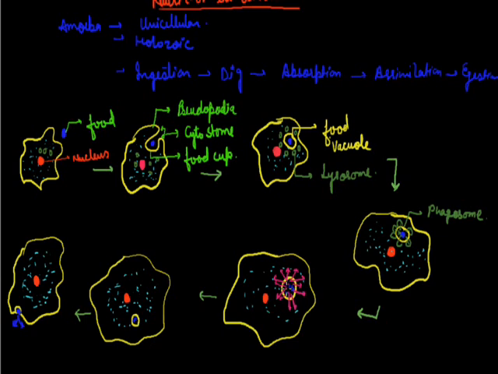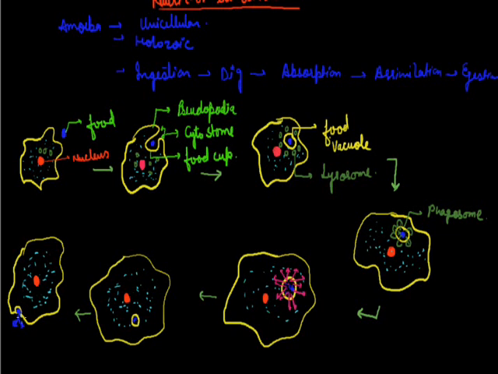see the food vacuole is smaller here because of the diffusion of substances, and now it will move towards the opposite end. That was the entry point, and it will move towards the opposite point where it gets fused with the cell membrane and the undigested remains is expelled out.